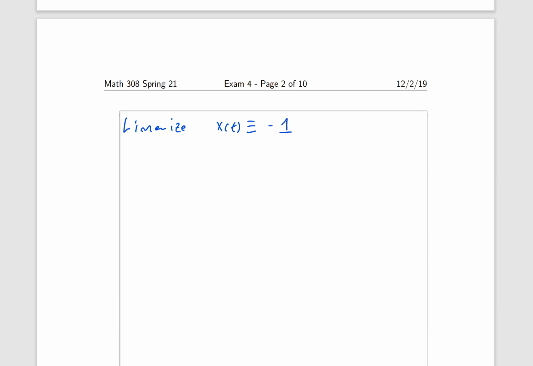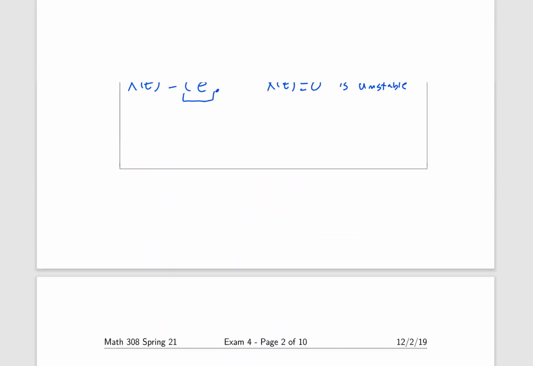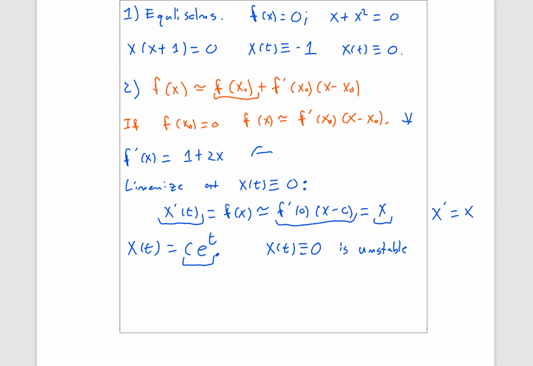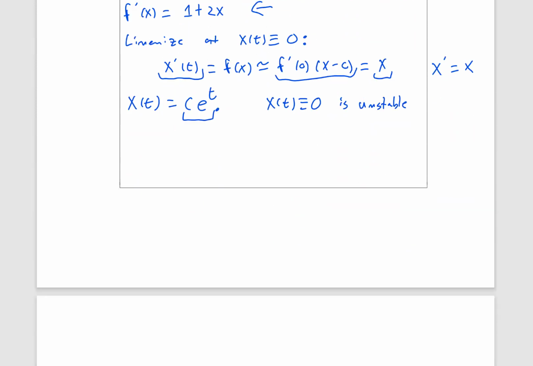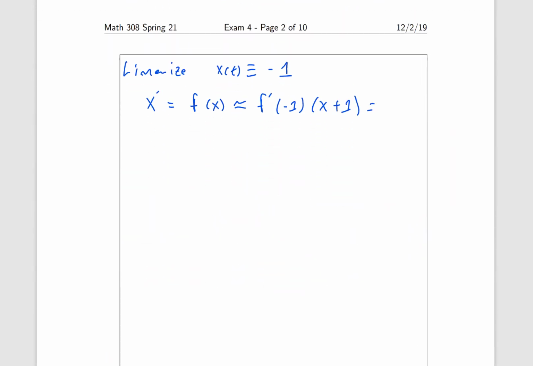Okay, we're going to use the same idea. If x is a solution to the equation, we know that x prime of t is equal to f of x, because that's what it means to be a solution to the equation. And if x of t is close to minus 1, in other words, if it starts close to minus 1, this is approximately going to be equal to f prime of minus 1 times x minus minus 1, which turns out to be x plus 1. And if we come back up to our formula for f prime of x, if you plug in minus 1, that's just minus 1. So f prime of minus 1 is equal to minus 1. And so this is just equal to minus x minus 1.